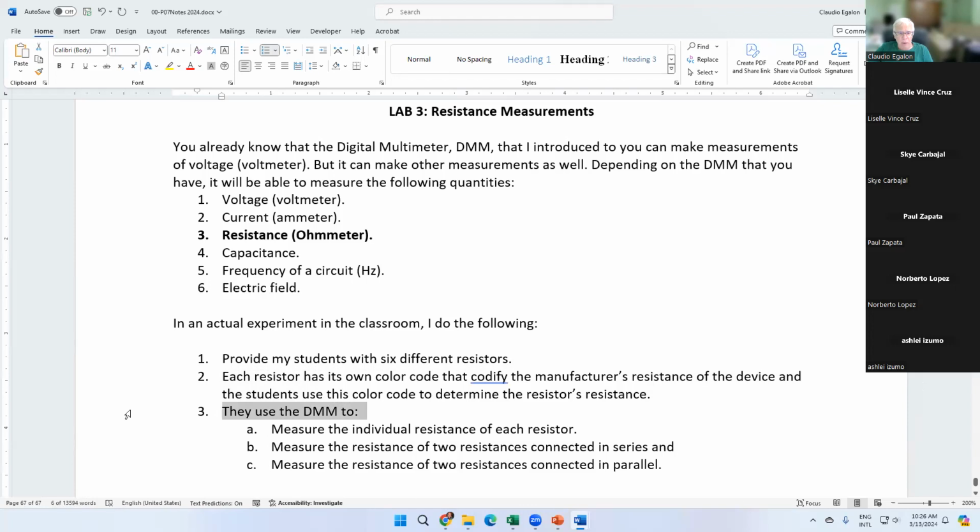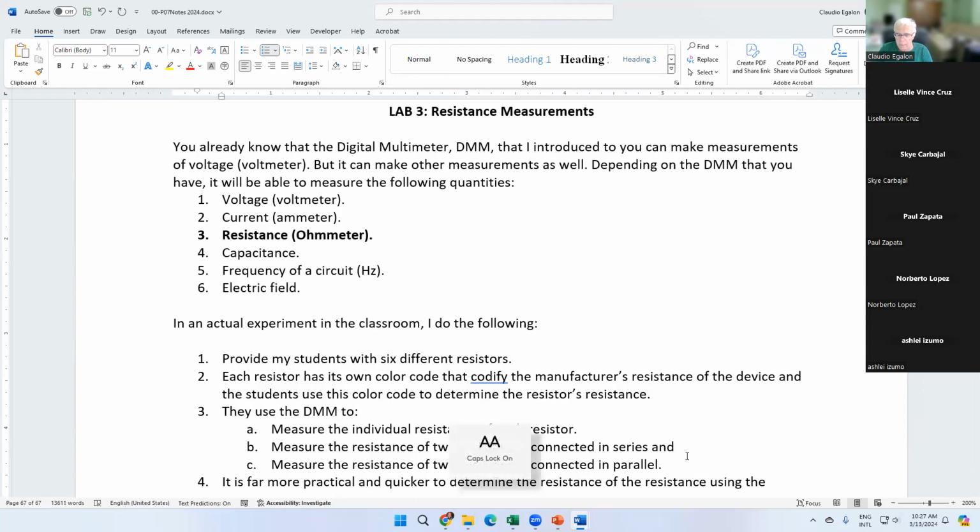It's far more practical and quicker to determine the resistance of the resistor using a DMM, okay? I'm going to write that down here. It is far more practical and quicker to determine the resistance of the resistor using the DMM.